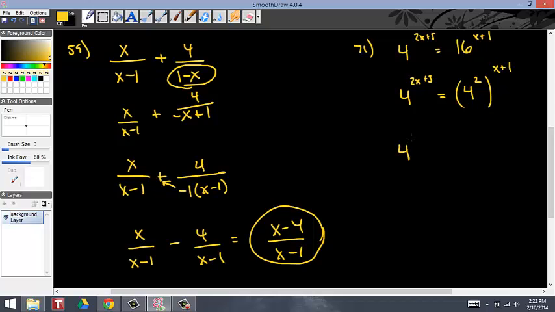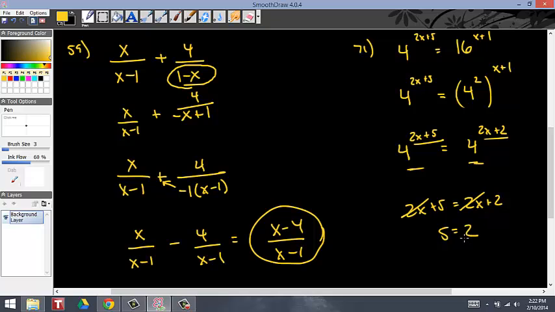Well, what I have here is 4 to the 2x plus 5 equals 4 to the 2x plus 2. Now that I have the same bases, the exponents have got to be equal, so 2x plus 5 should be equal to 2x plus 2. Those are going to go away, and 5 equals 2. But how often is that true? Never true, so that's why this is no solution.